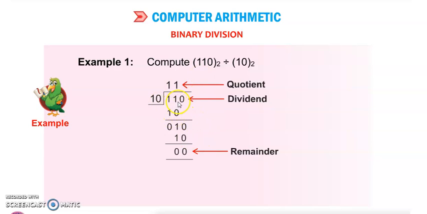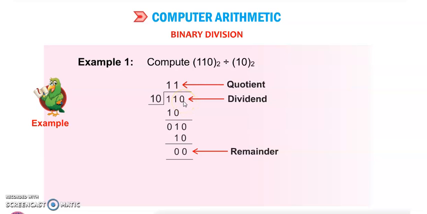If we are dividing 110 by 10, the smallest number that can be divided is 11, by 10. So the quotient is 1 only. We write 1 as the quotient here, and write 10 beneath the 11. After that we subtract: 1 minus 0 is 1, and 1 minus 1 is 0. In normal division you do it like this only, so there is no difference.